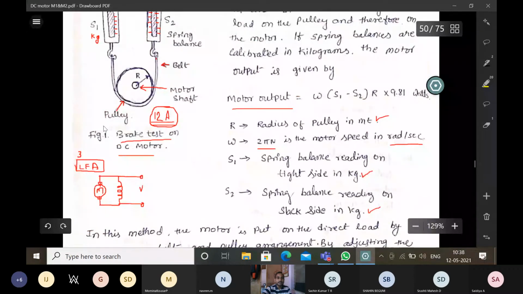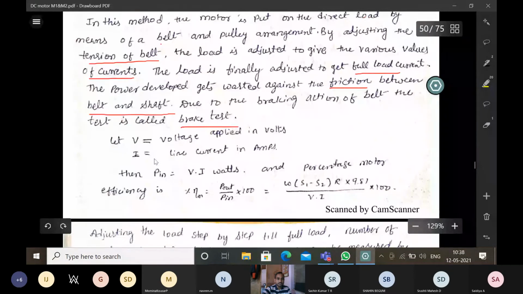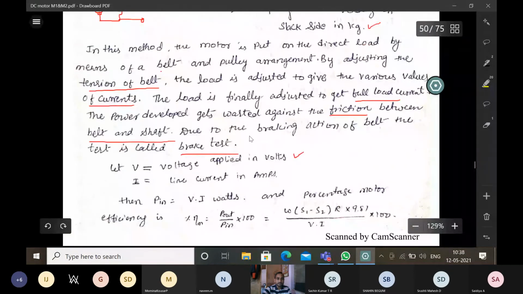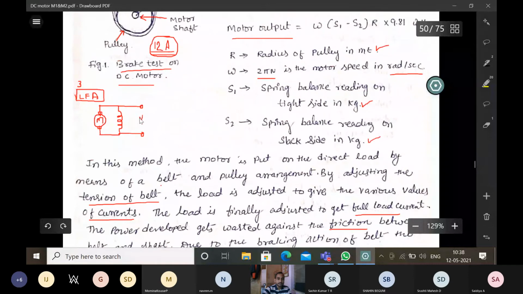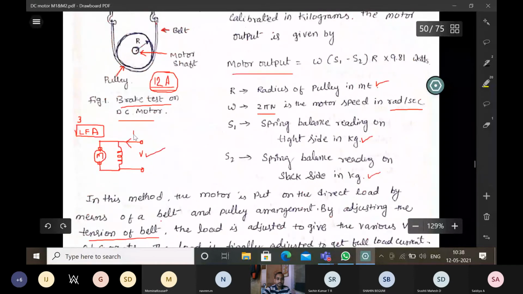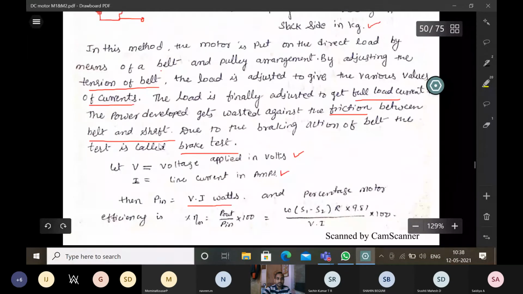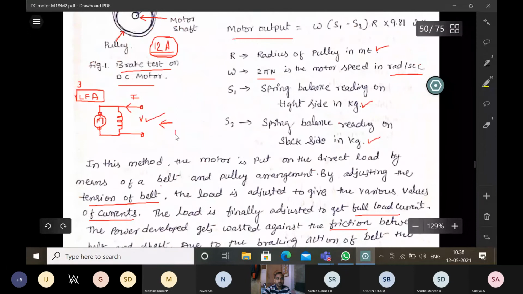Let V be the voltage applied in volts, and I the line current in ampere. Therefore the total input is equal to V into I watts. That is called the power in. Power in is equal to V into I in watts.